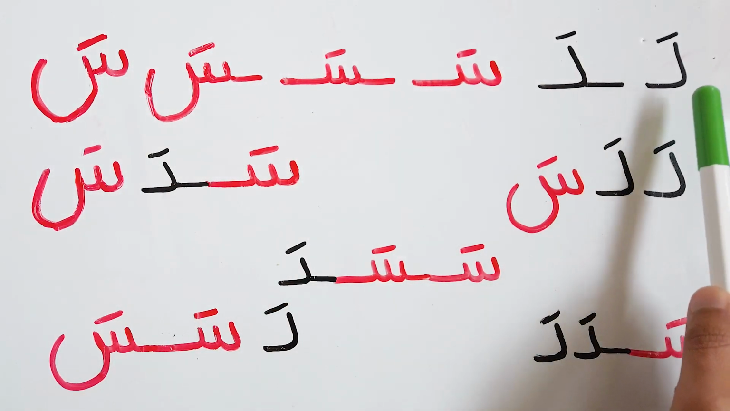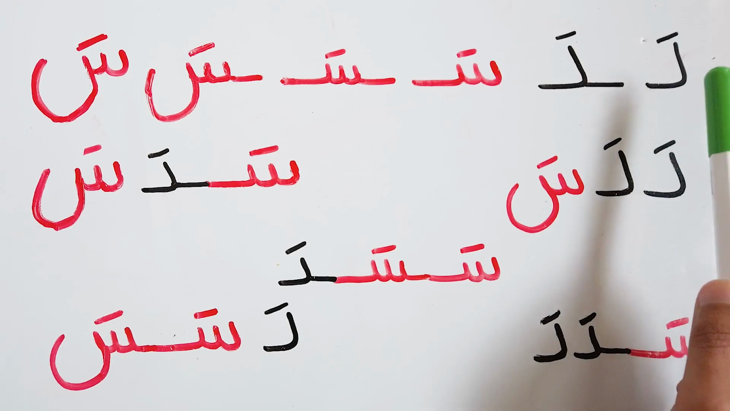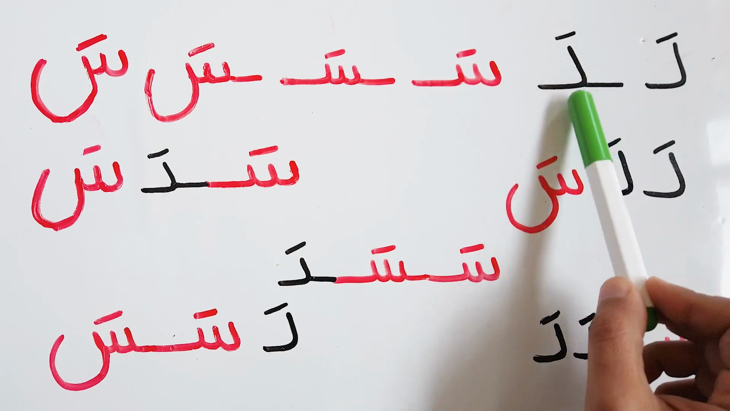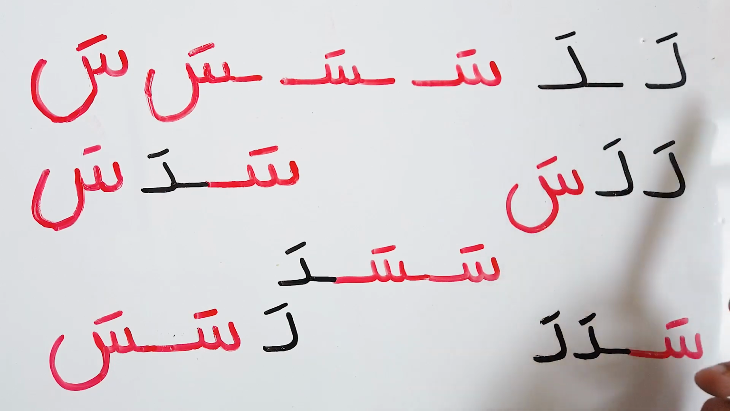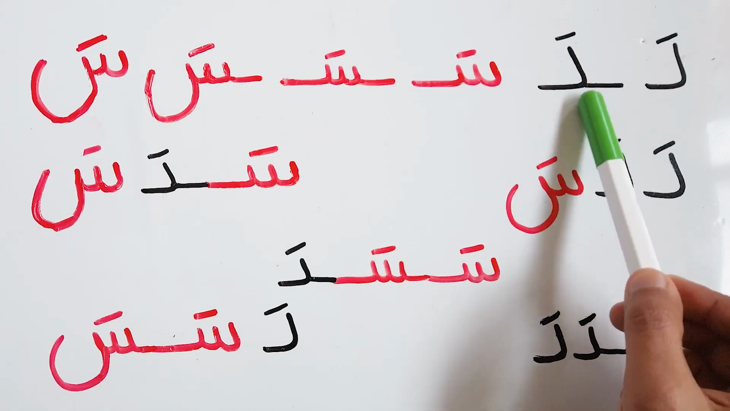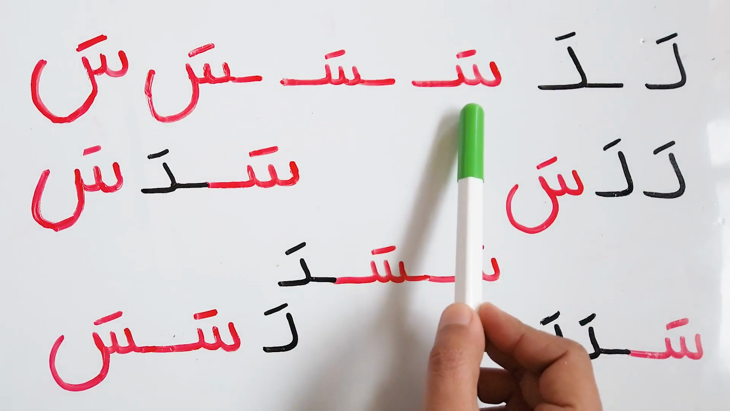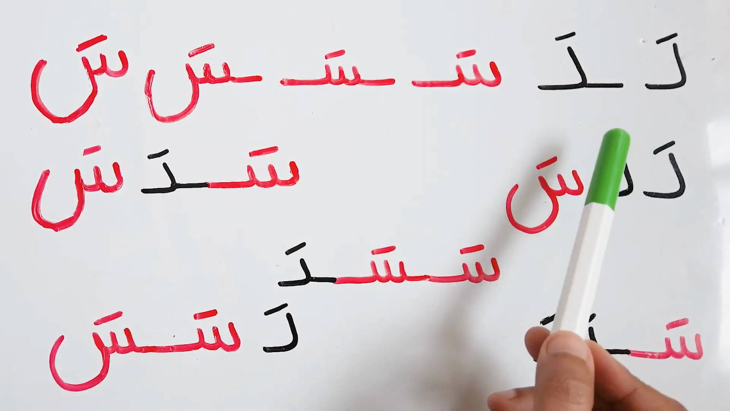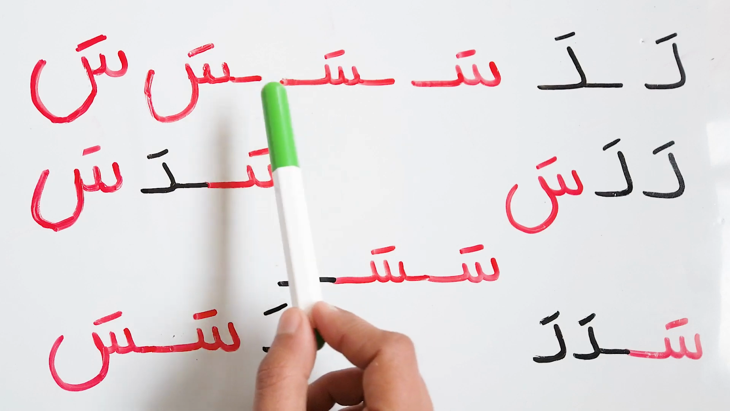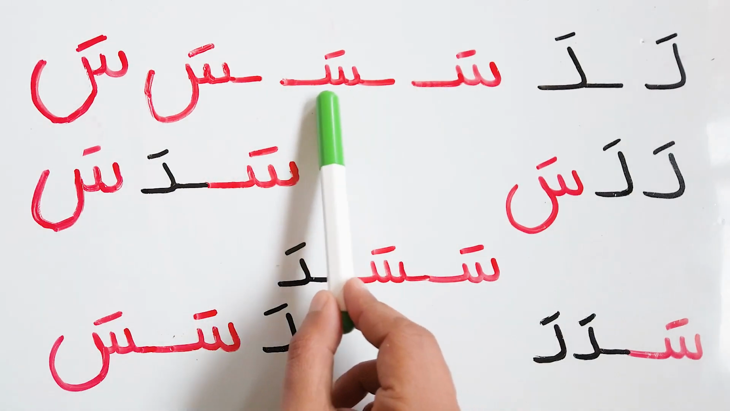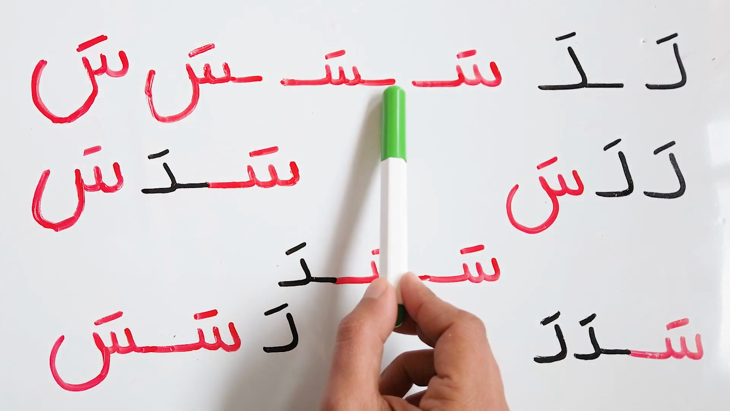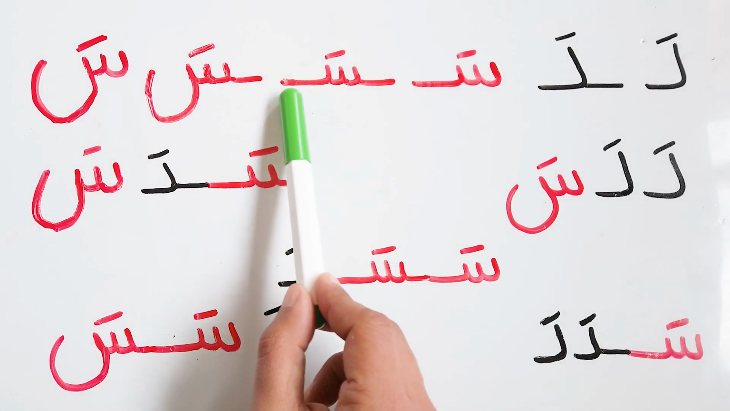Okay. De is a refusal letter. Doesn't get connected to the following letter from the left side. Okay. It just gets connected to the previous letter from the right side. That's why we have this shape here. Let's talk about se. Se is a normal letter. Can get connected to the previous and the following letter. There is no problem. Like here, so we have this shape. As you see, we have an arm from the right side and another arm from the left side.